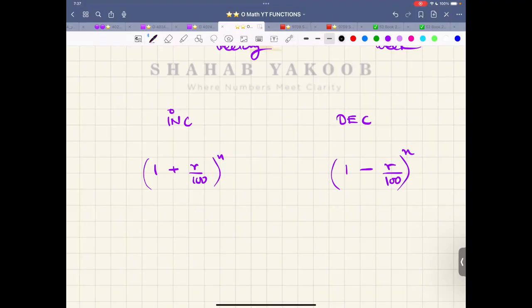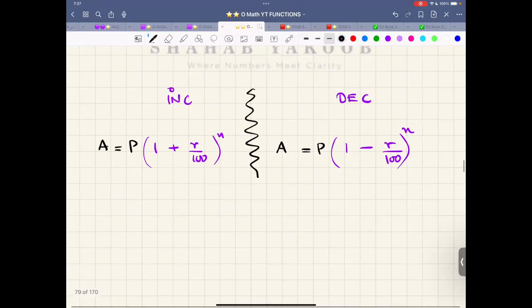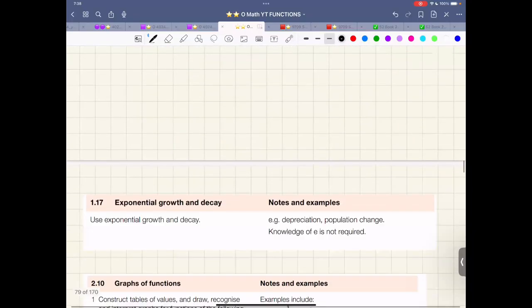Don't forget to write over here P. And that is the value of the investment or whatever the population is. So now this is called exponential growth. This is called exponential decay. So now we'll do some problems, both from O-Level Math 4024 and IGCSE.